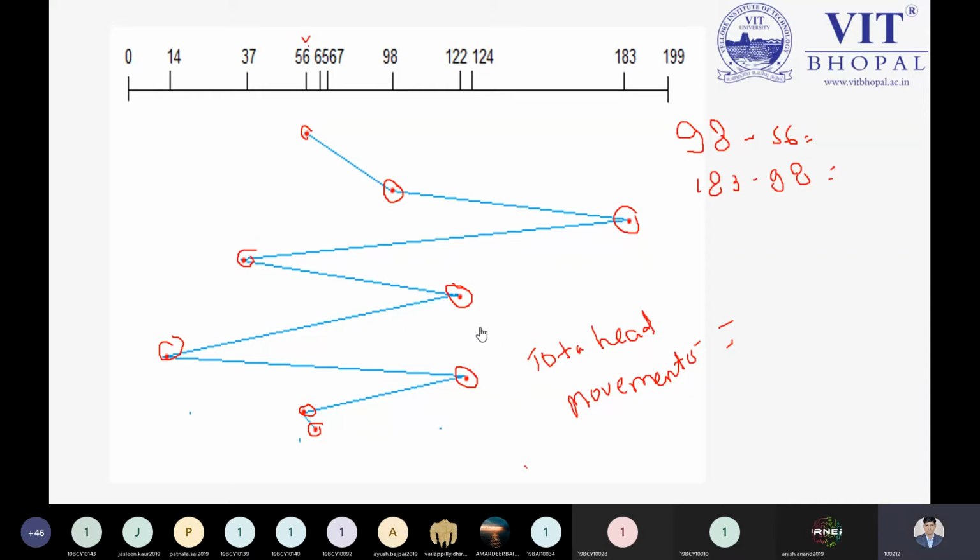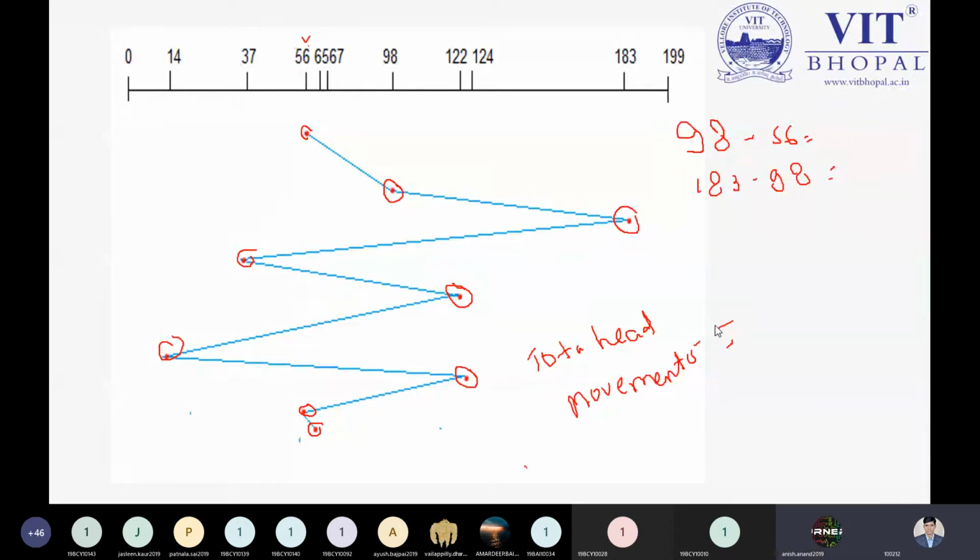Initially, we have 56. It's simple, sir. Just final minus initial, 65 minus 56. 9 will be the answer, sir. No, no, no. Total head movement incurred while serving this request. Okay, so we need to calculate the total head movements. You are saying the cylinder.